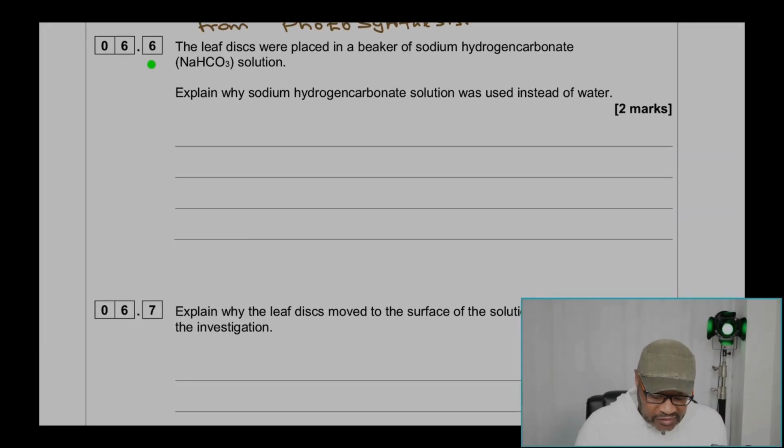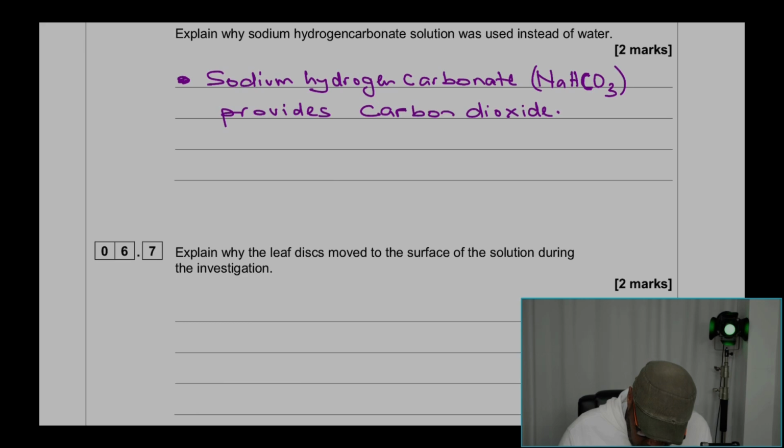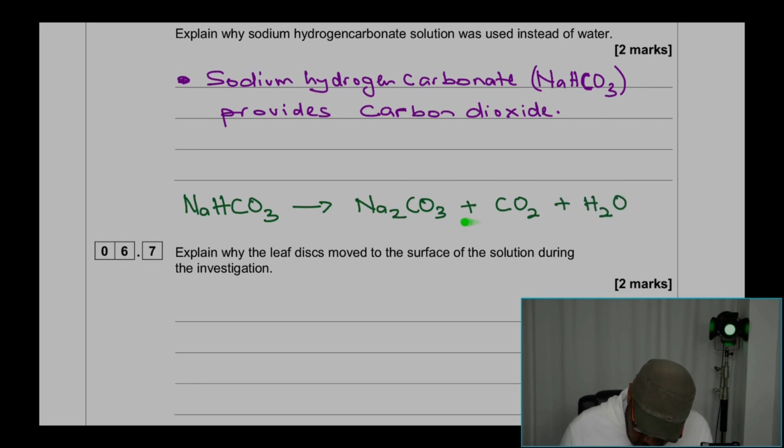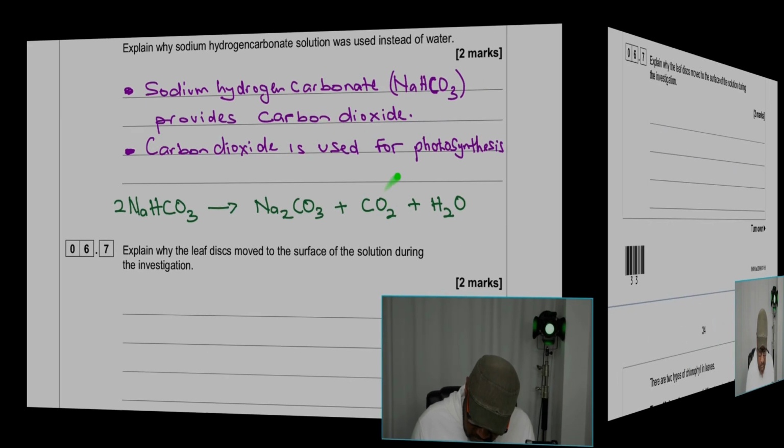Question 6.6. The leaf discs were placed in a beaker of sodium hydrogen carbonate, NaHCO3, solution. Explain why sodium hydrogen carbonate solution was used instead of water. Sodium hydrogen carbonate provides carbon dioxide. It is a source of carbon dioxide. Sodium hydrogen carbonate decomposes into sodium carbonate plus carbon dioxide plus water. So we have to multiply this by 2 in order to get that. And carbon dioxide is used for photosynthesis.